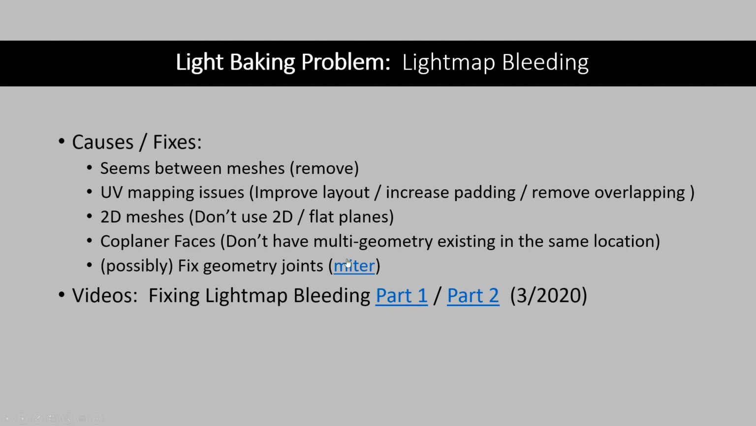And finally, one new solution for some of the light baking is using a mitering solution. And that was talked about in this new video on fixing light map bleeding. Actually, there's two. They're about 12 minutes in total that came out in March of 2020.